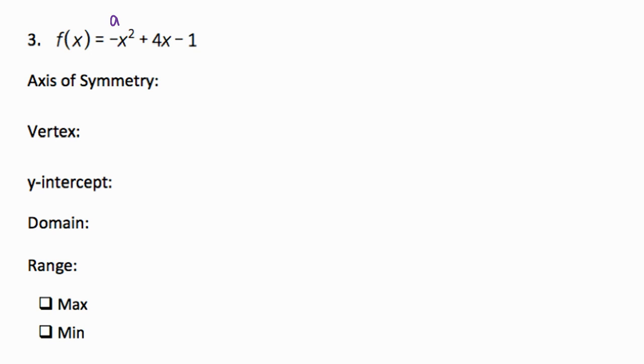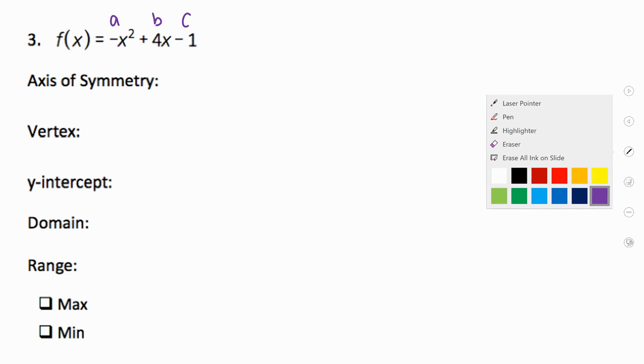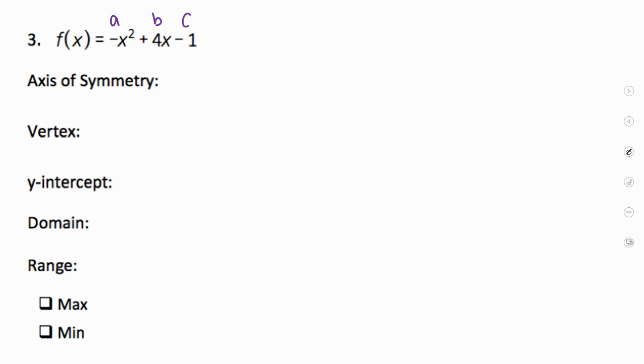We've got this is a, this is b, this is c. So let's start with our vertex. Vertex, remember, is negative b over 2 times a. The opposite of b, positive 4, turns to negative 4. We got a negative a. There's not a number, it's a 1, but that negative sign's got to come with it.